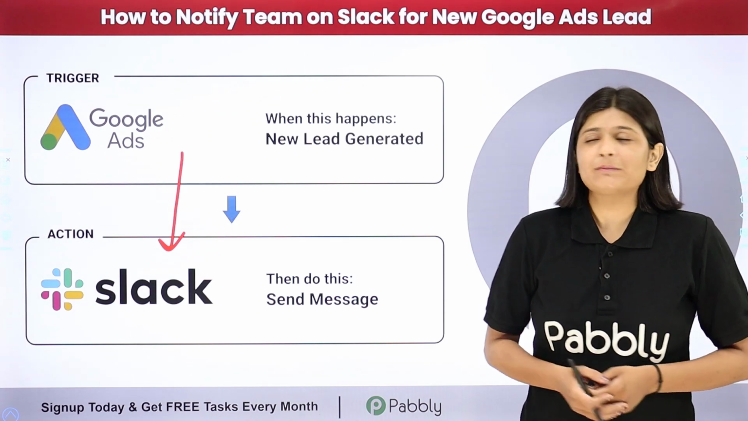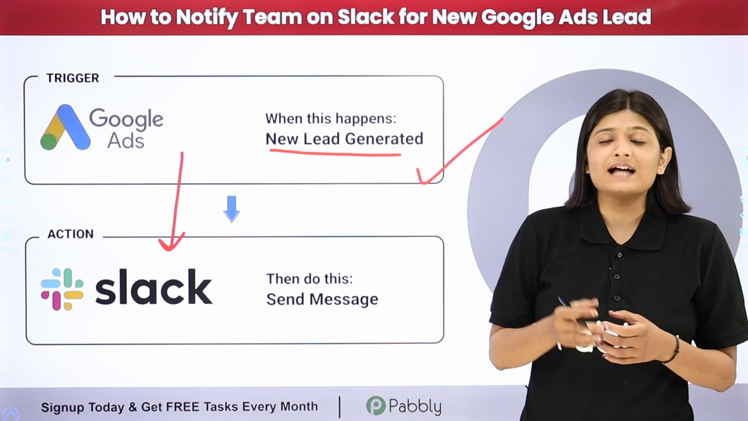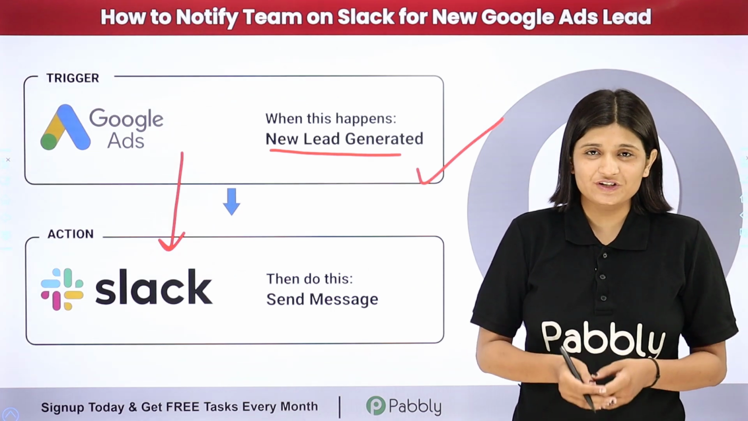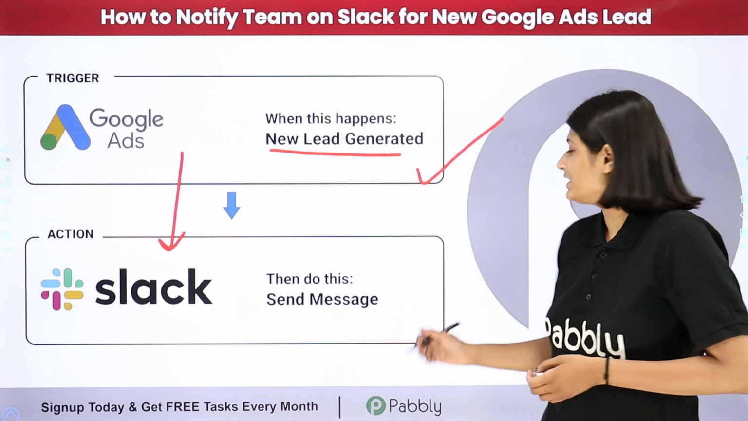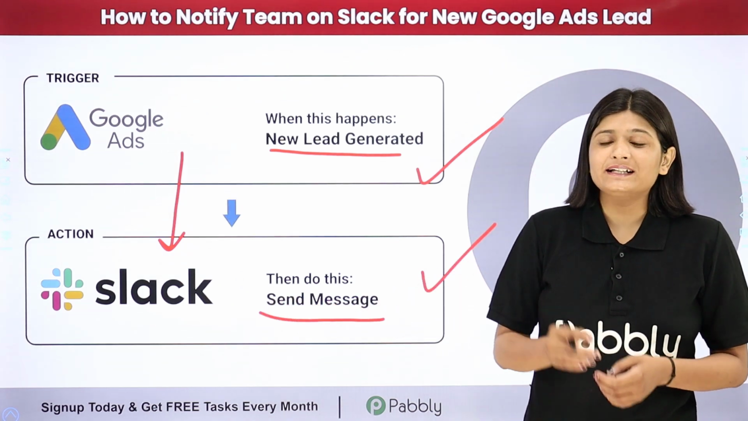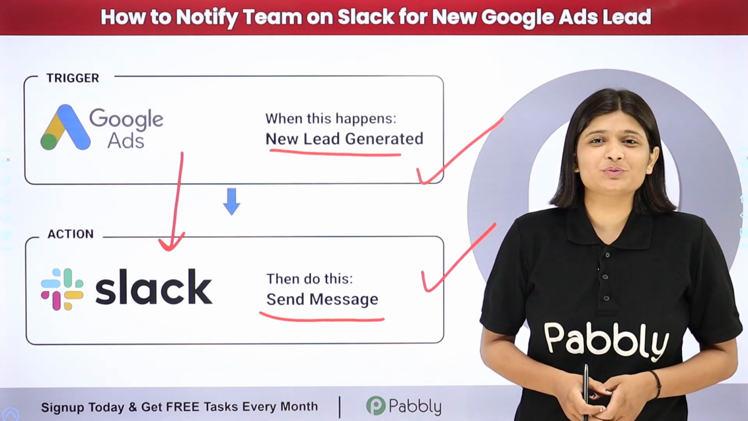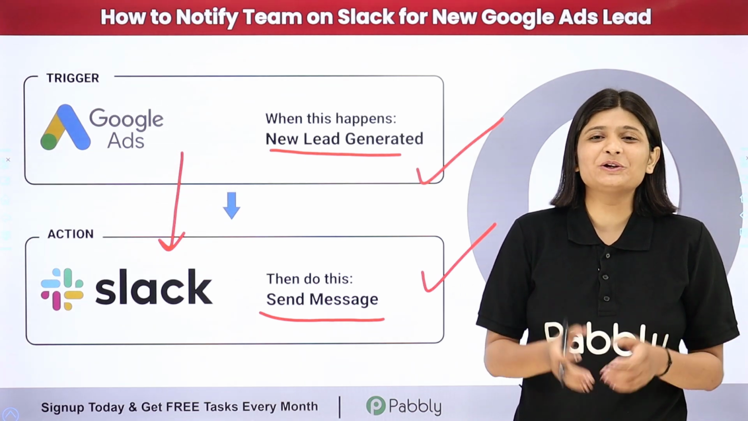Here as my trigger application, I am going to take Google Ads from where I will receive a new lead and this complete workflow will get triggered. And then in my action application, I am going to take Slack where the channel message will be sent automatically as soon as the new lead is received. If you want to learn this amazing automation step by step, then let me take you all to my screen.